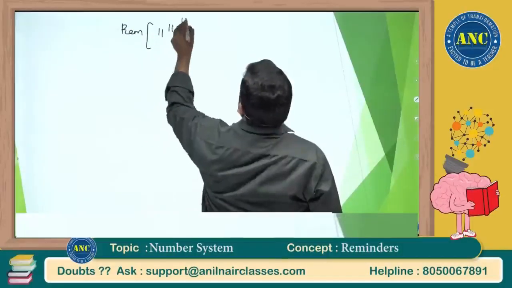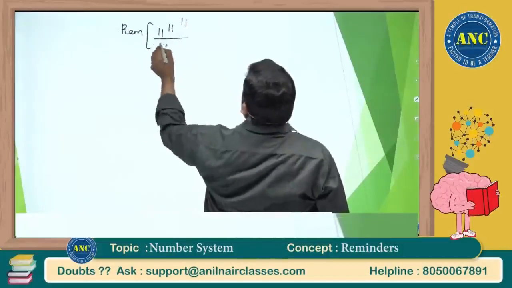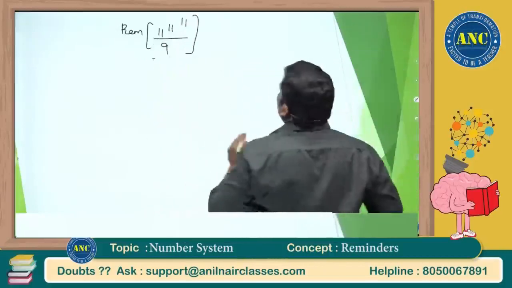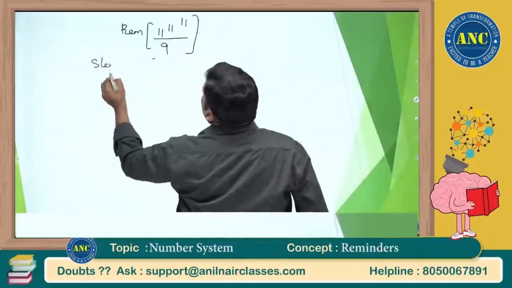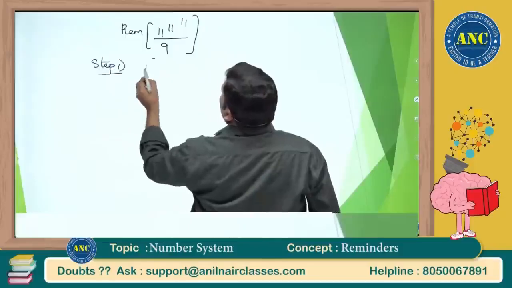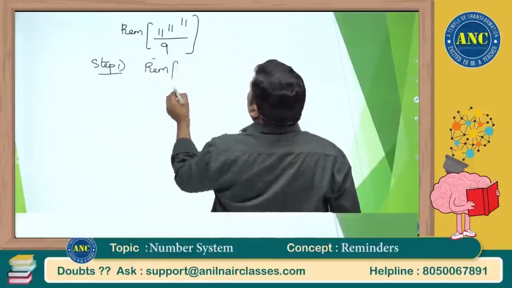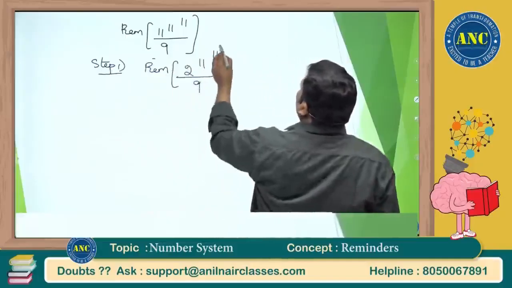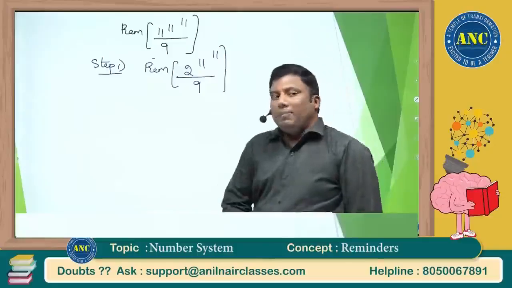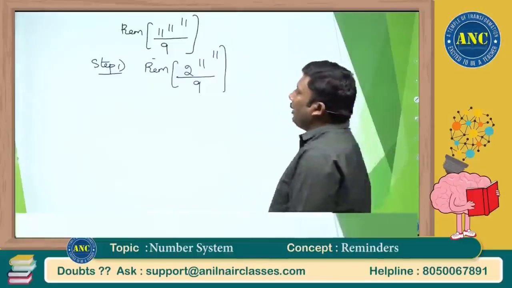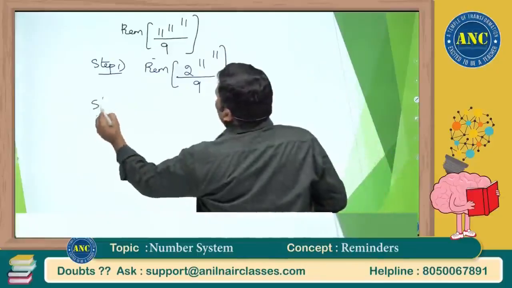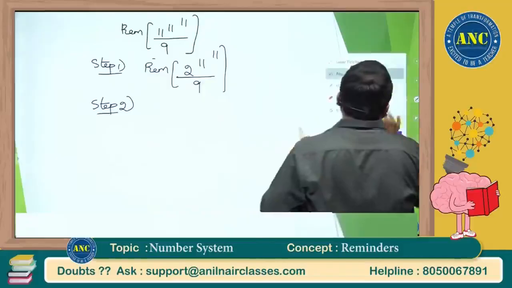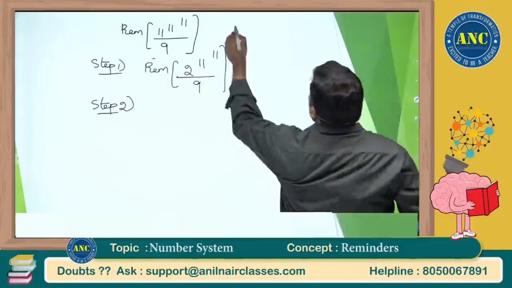11 power 11 divided by 9. What is step number 1? Step number 1 is to make the numerator base smaller than the denominator. 9 ones are 9. It is nothing but 2 power 11 divided by 9. Step number 2: I will take the negative remainder and prove to you that in both cases the answer will be the same.